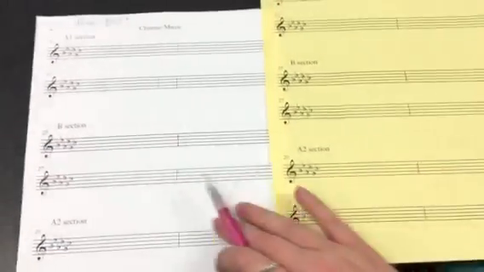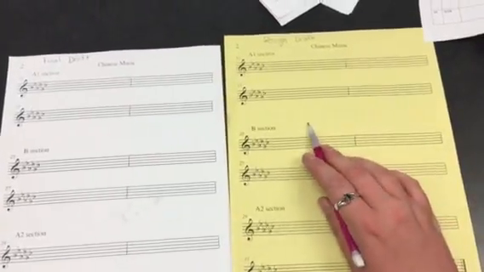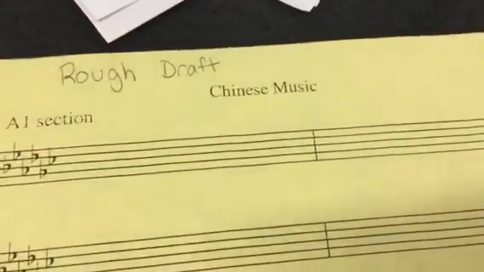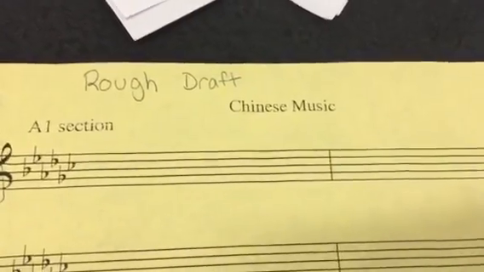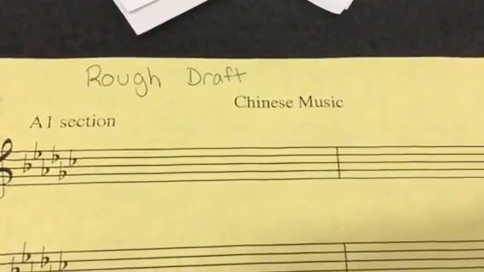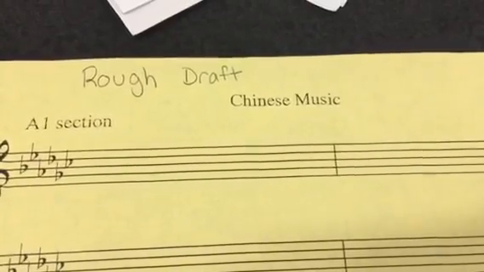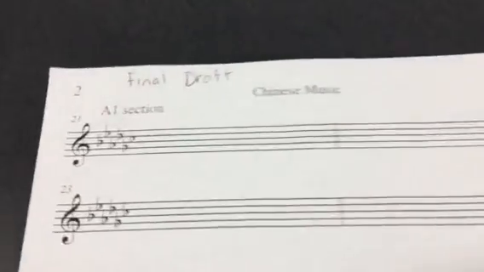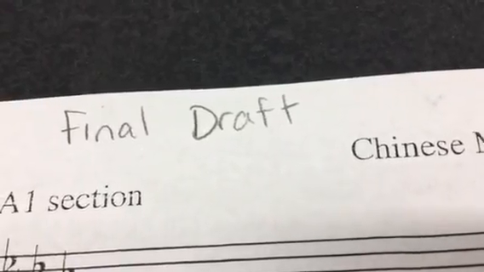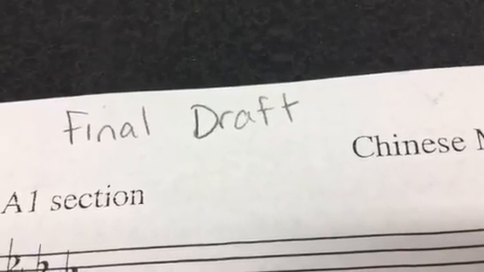Your two papers should look almost exactly the same, except for one's yellow and one's white, right? On top of the yellow one, you're going to write the words rough draft. R-O-U-G-H D-R-A-F-T. On top of the yellow paper, you are writing the words rough draft. You should be doing this right now. On top of the white paper, you are going to write final draft. F-I-N-A-L D-R-A-F-T. Final draft on top of the white paper.